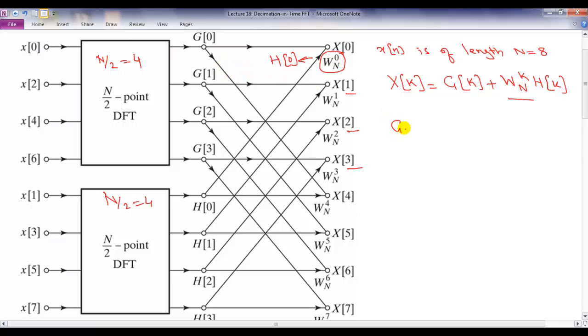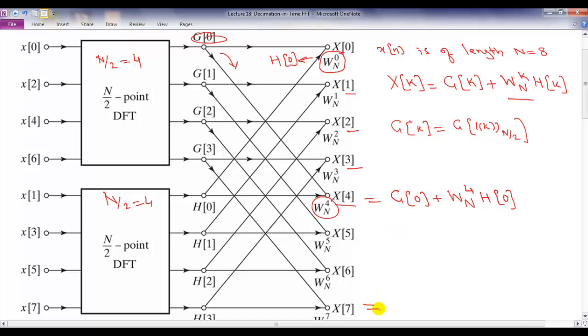So g of k is simply periodic with period of n by 2, which means that g of 4 will actually be g of 0. So for x of 4, you get g of 0 plus Wn^4 h of 0. You bring g of 0, which is given here, down, and you multiply h of 0 with Wn^4 to get x of 4.